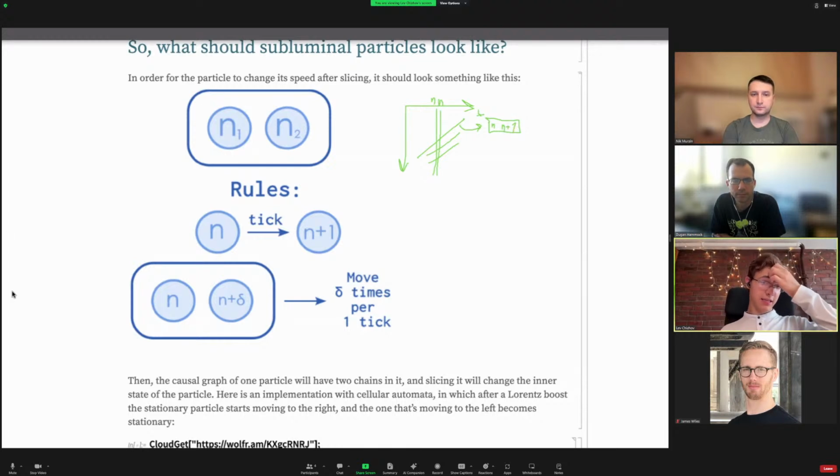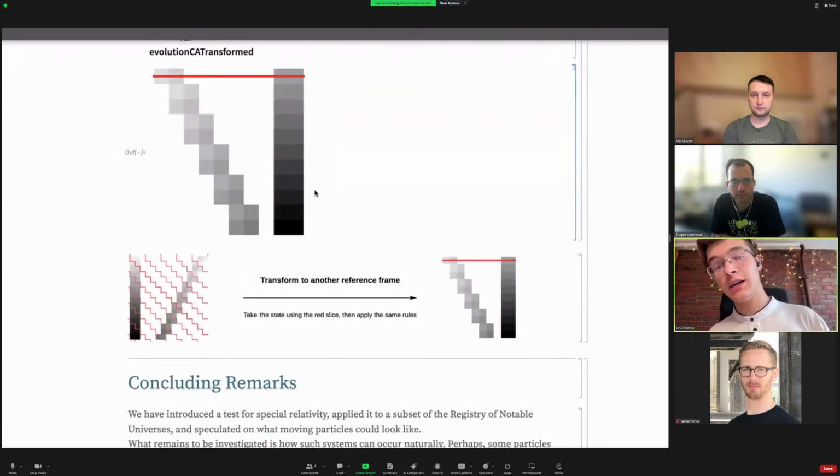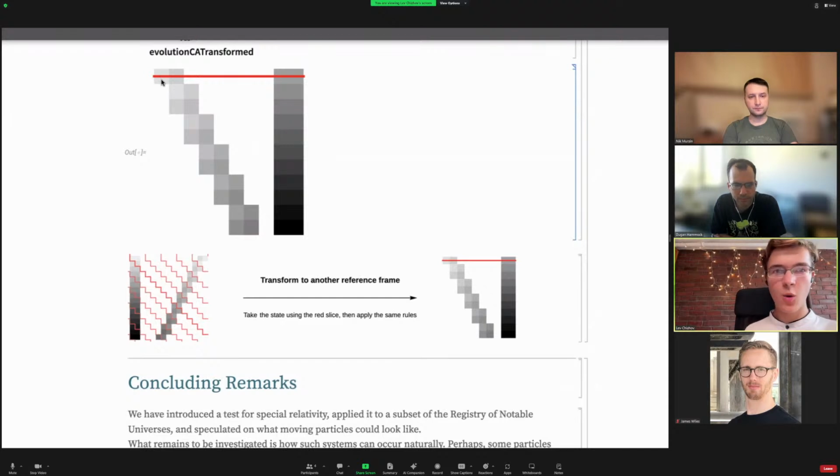And that is what I have implemented in the example of the cellular automata. We have seen it earlier, but here you take a tilted slice, and you can see that you have both kinds of events: one is the tick, where the particle is standing and the counters are incrementing, and the other is move, where you take the particle that's here and you move it.